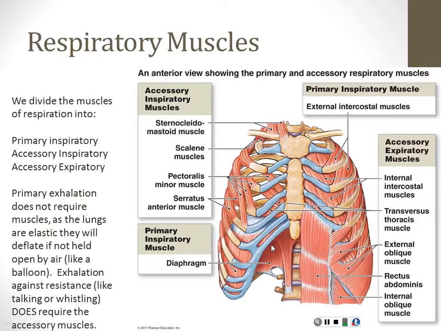So muscles have to do that. And most of the muscles of accessory expiration are your abdominal muscles, right? So these should sound familiar. You've got your external obliques, the rectus abdominis, and the internal obliques, your abs, right?